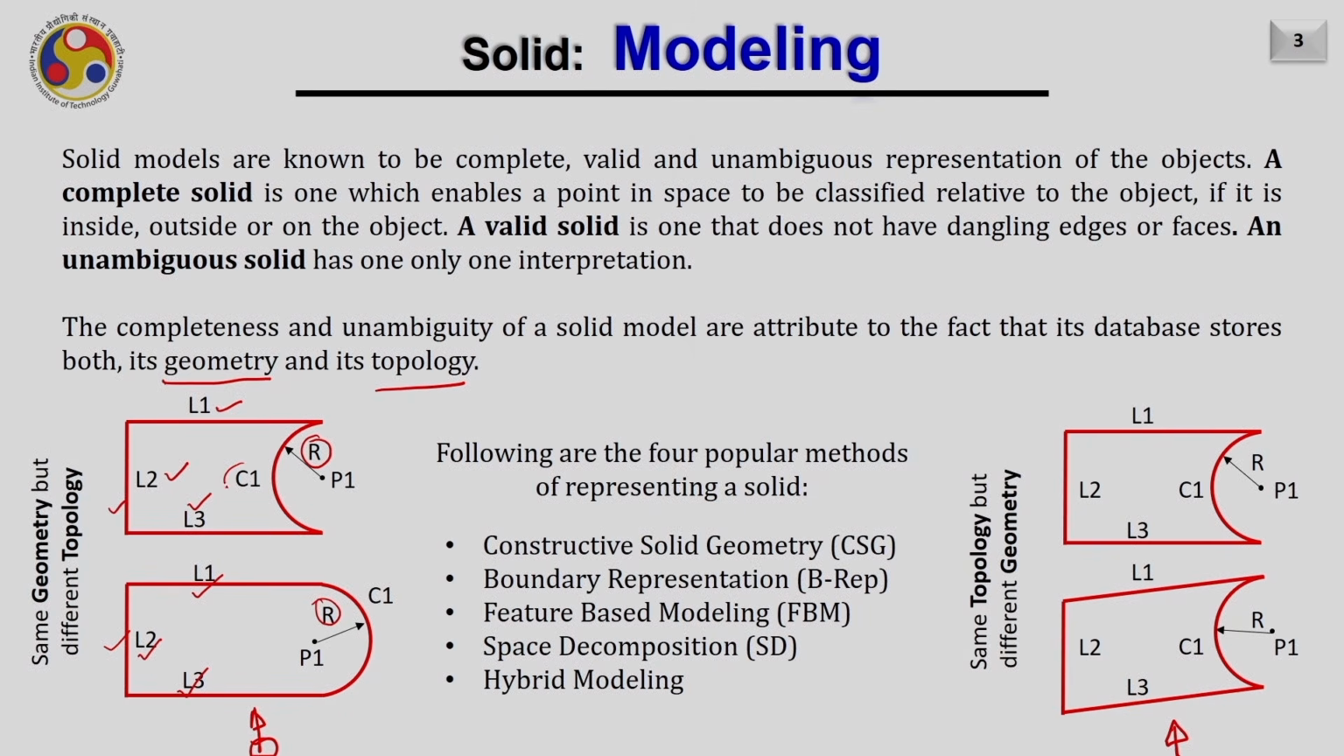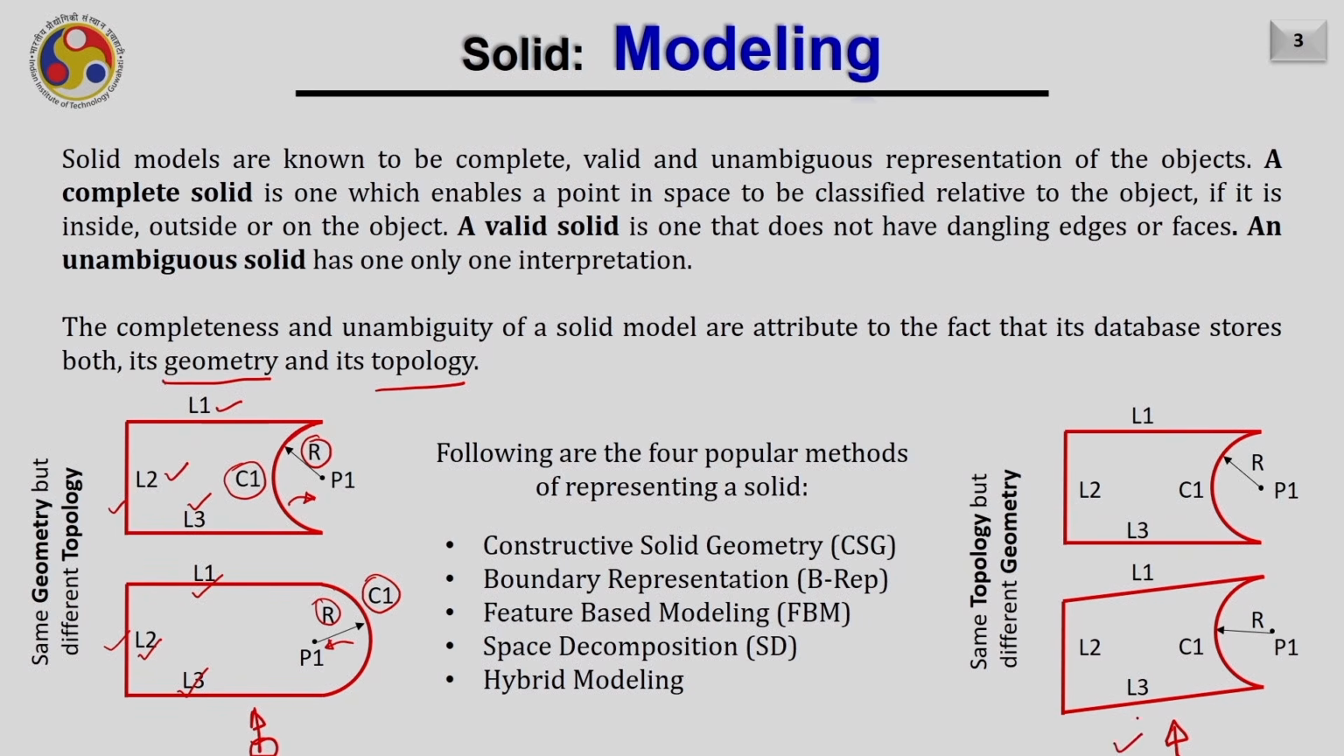Definitely there is an arc C1 and here also there is an arc C1. The only difference in these two geometries is the center of this circle, whether it is outside the object or inside the object. You can see that if it is outside the object, there is a concave shape, and if it is inside the object, then it is a convex shape. Just a minor change in the topology, and you can see that the final object is different. This is an example of same geometry but different topology.